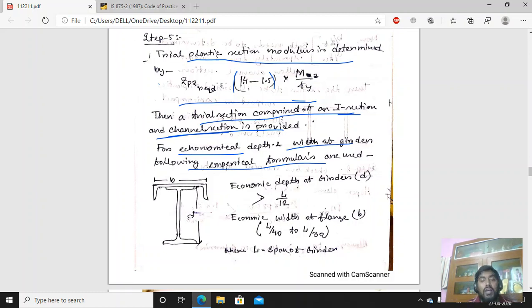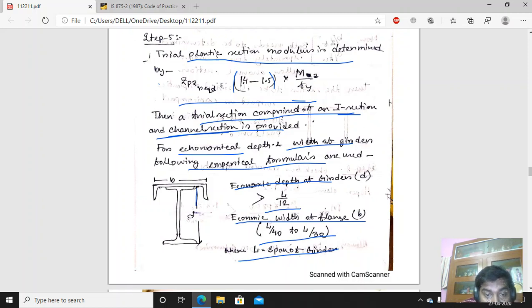What are the formulas? The economical depth of the girder should be more than L by 12, and the economical width of the flange should be L by 40 to L by 30, where L is the span of the girder. So if we can determine the economical depth of the girder, meaning this D.